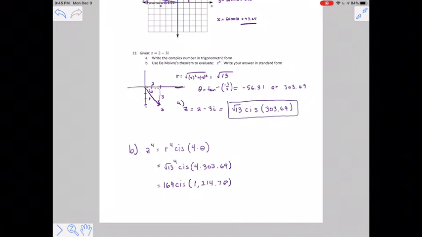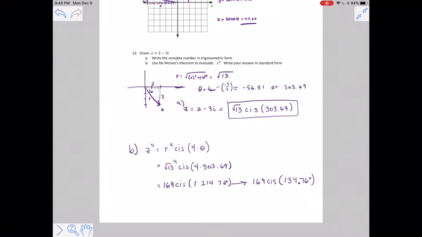So let's see what happens if I subtract 3 revolutions. 1,214 minus 3 full revolutions of a circle, or 1,080 degrees, is 134.76. I don't like an angle measure of 1,214 degrees, so I'm going to change this into 134.76. That's just a coterminal angle, the same angle, just 3 times less of a circle.